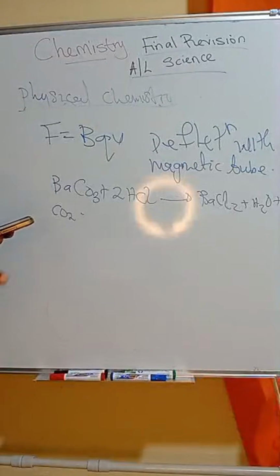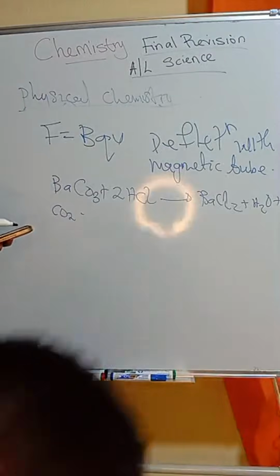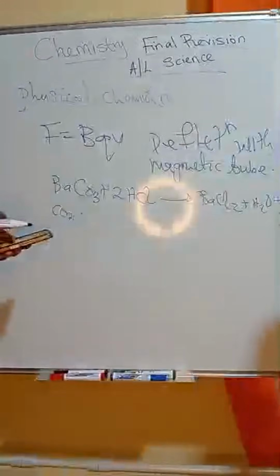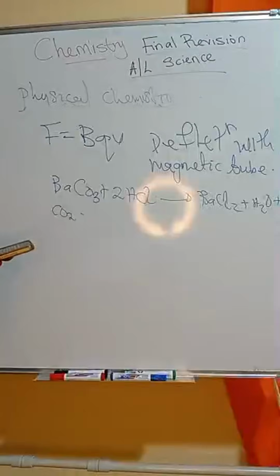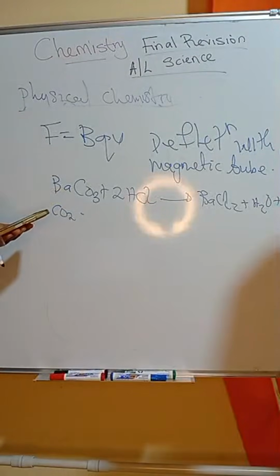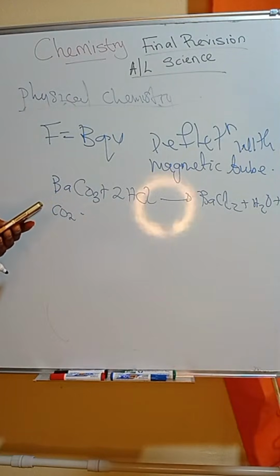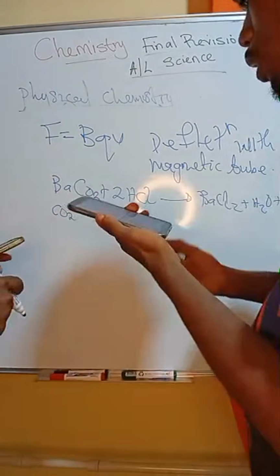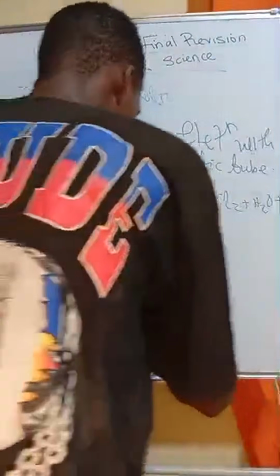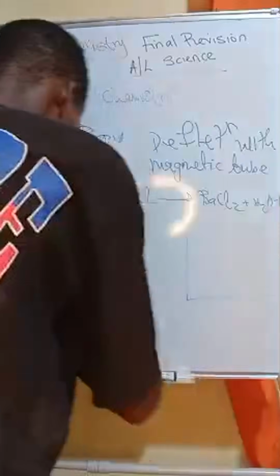Now the next question says, what would have been plotted on the axis in experiment 1 and 2? Experiment 1 and experiment 2. Let me quickly put the graph on the board. So now we'll look at what we'll be plotting on the various axes.